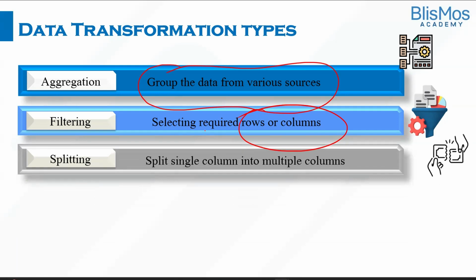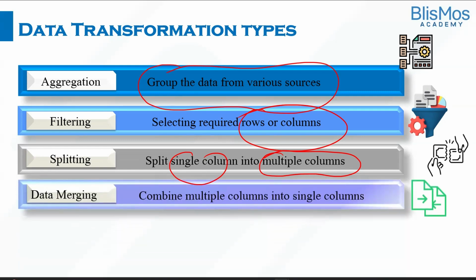Splitting. You're going to split a single column into multiple columns, right? For example, you have a first name and last name in the same column. You want to split that into a first name in one column and a last name in another column. Okay. Data merging. Here it is just the opposite of splitting. We are combining multiple columns into a single column. Taking the same example, if the first name and last name are in different columns, we can merge them into one column.